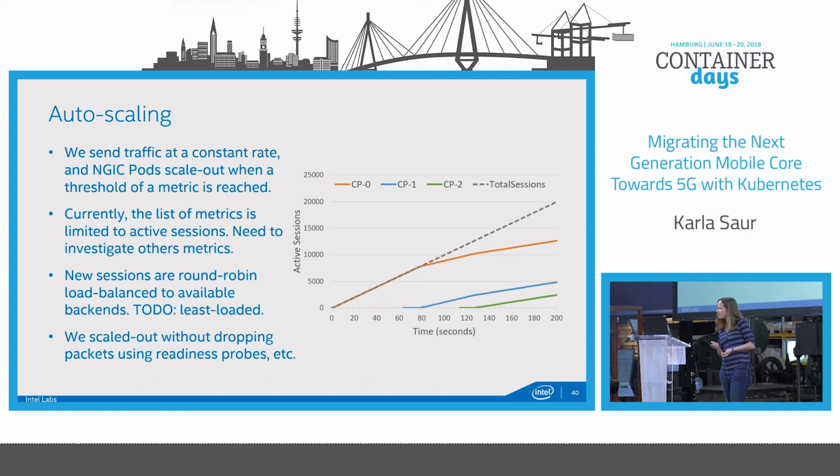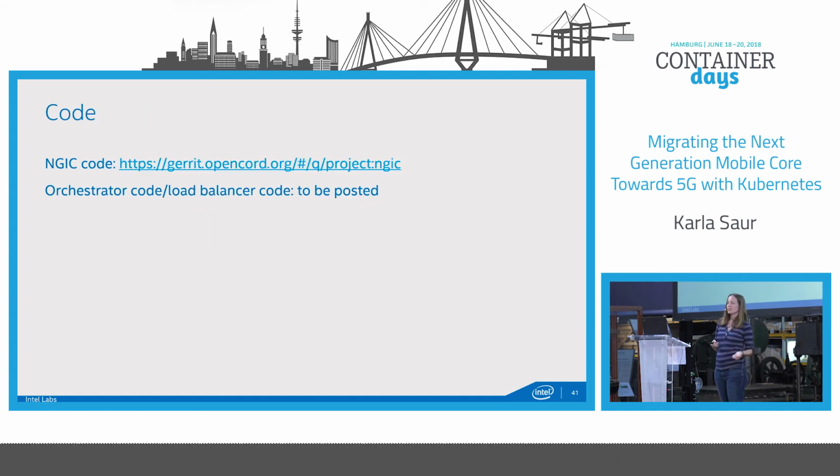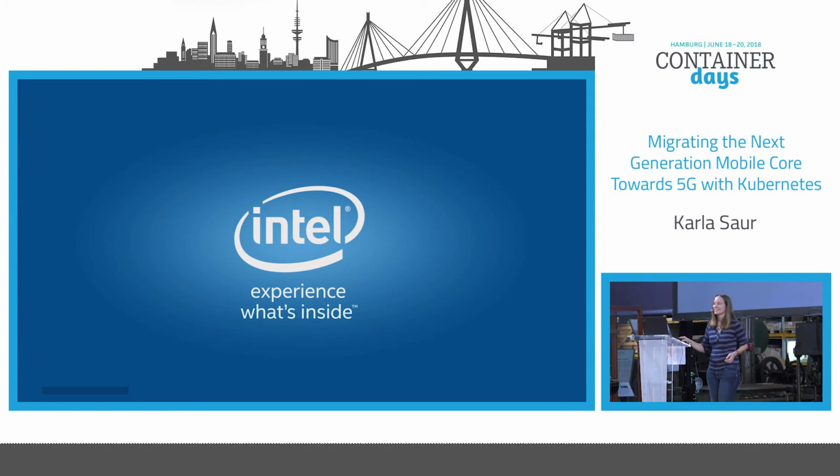So I have about 5 minutes. The code for the NGIC gateways, the CP and DP code, is available now. It's hosted by OpenCord under the ONF. The orchestrator code, the custom Go controller and the load balancer, is hopefully going to be posted by the end of the summer. Other than that, any of the additional stuff I talked about today should probably already be available online. And with that, are there any questions?